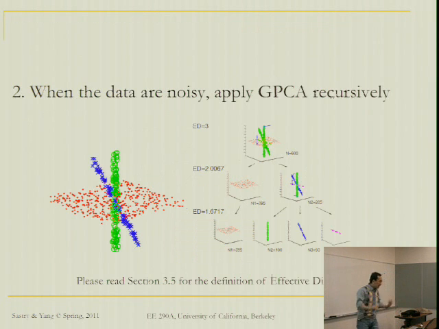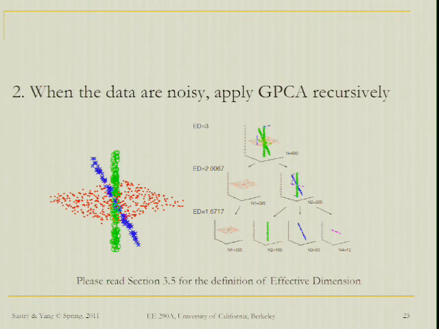Okay, so the last case, in the worst case scenario, is if the data are noisy. Then you are not going to see any sharp indication for the dimension of the null space. So in that case, you still go back to the drawing board for hyperplane segmentation. So you're going to do that iteratively. For example, if you have this situation, you have noise in the data space, and what you can do is based on the so-called effective dimension. You can look at this definition in chapter 3.5.